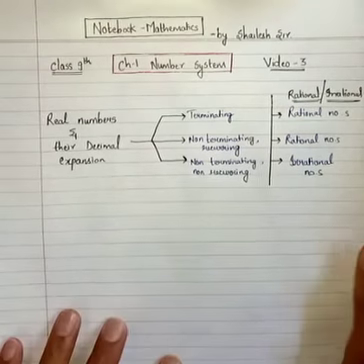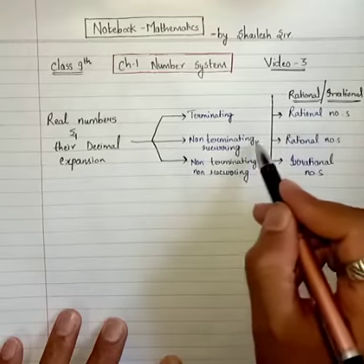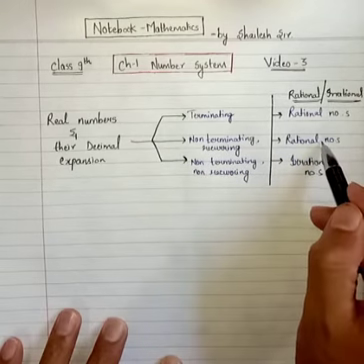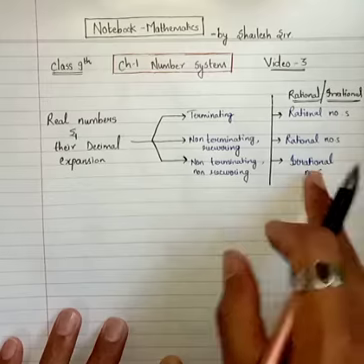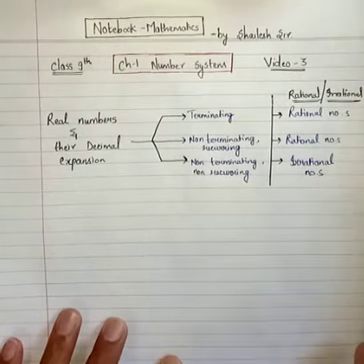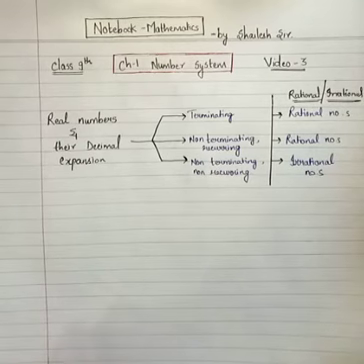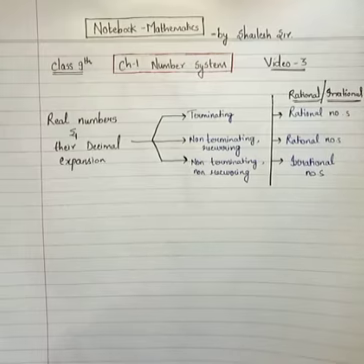And now we will try to convert terminating to rational number, non-terminating to rational number, right? But this is not possible and we will not do it in this 9th standard. Clear? So now let us look at how to convert terminating decimal expansion into a rational number.